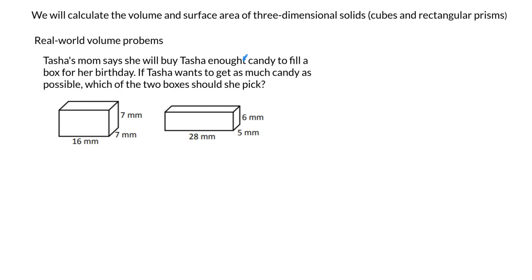So really what we're going to try and do is figure out the volume of both of these rectangular prisms, and then Tasha wants as much candy as she can possibly get. So she's going to ask her mom to buy her the box with the largest volume.